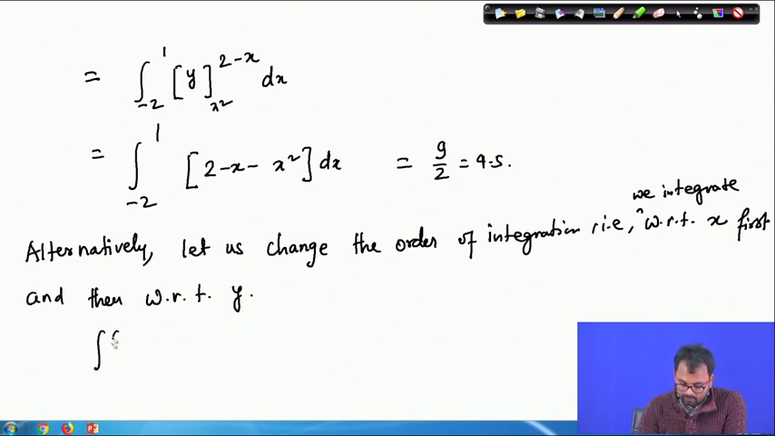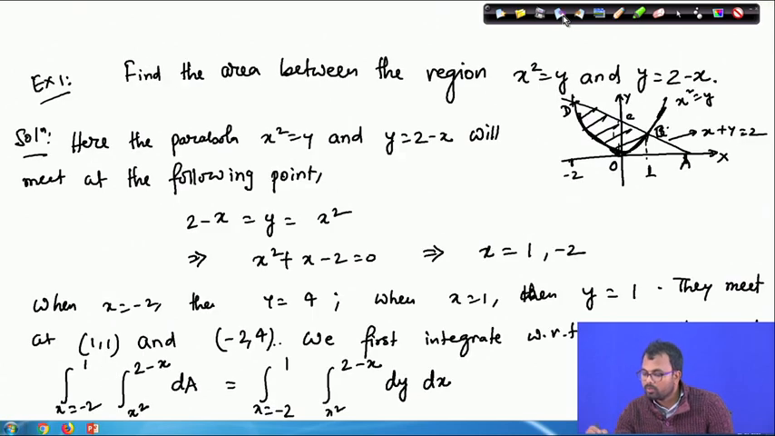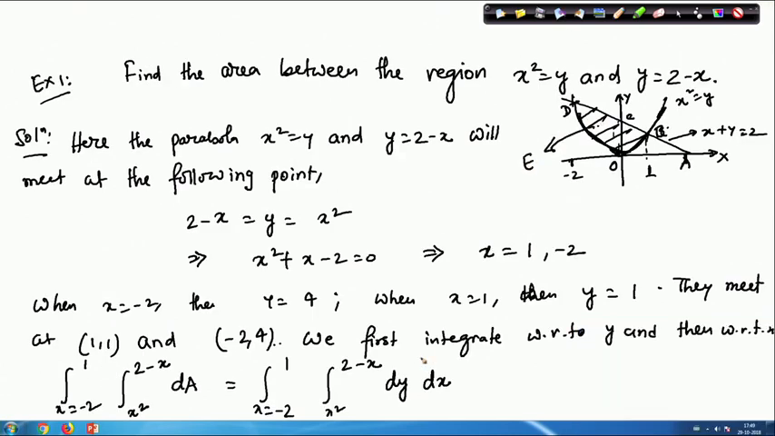So we still have, let's say, the integral over the region E. I am calling this region E. Now, if we want to integrate with respect to x first and then with respect to y, we have to see how x is varying. So first of all, they intersect at the point x equals 1, y equals 1. So let us draw a line parallel to the x axis. So this is my straight line, y equals 1.